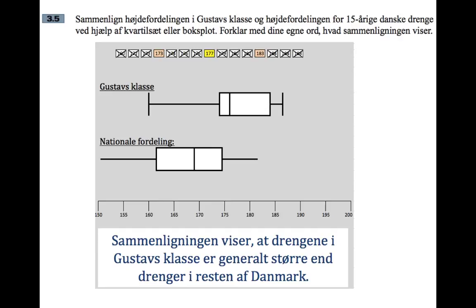But you can see a general pattern that people in Gustav's class are a lot taller than the national average. So I've written, the comparison shows that boys in Gustav's class are generally taller than boys in the rest of Denmark. Usually for a box plot, you want to say something about how spread out the numbers are as well. You want to talk about the position of the data and the spread of the data. I can't see much difference between the spread there. Perhaps I should have said that there's not much difference between the spread of the data, or perhaps it's best to leave it.